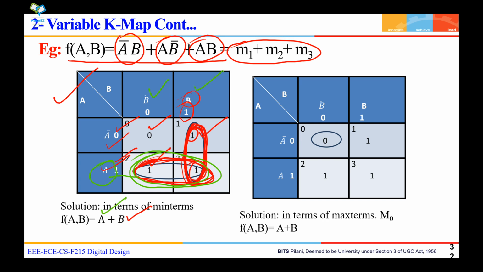Now is any other grouping possible? No, right? Here there is 0, you cannot group 1 with 0. So this grouping is not possible. This grouping is not possible. So you can group only all ones, horizontally or vertically.